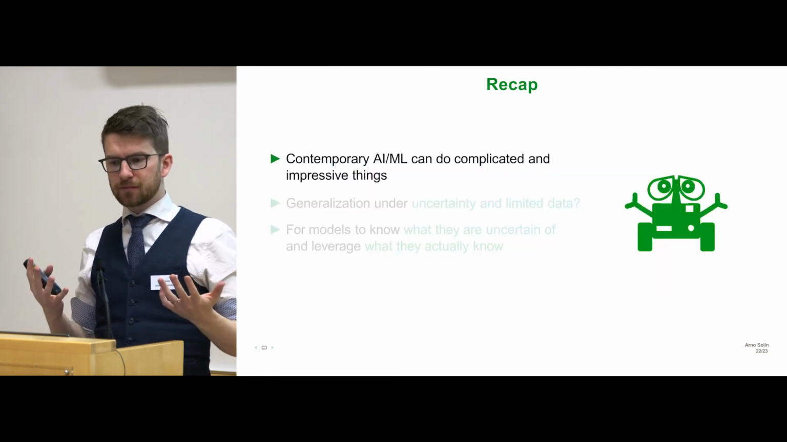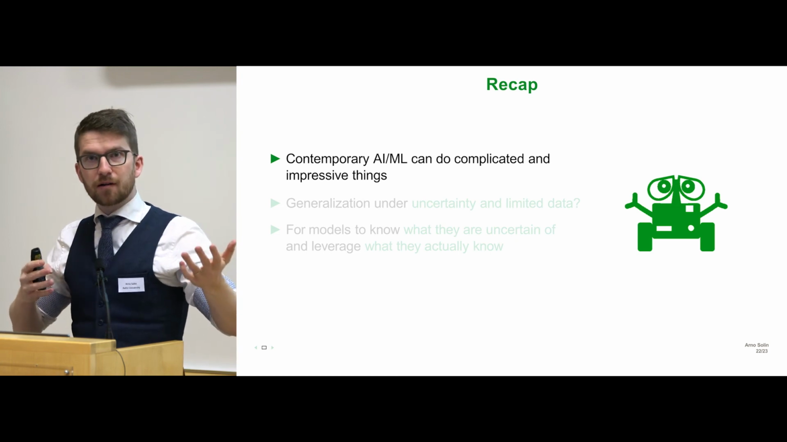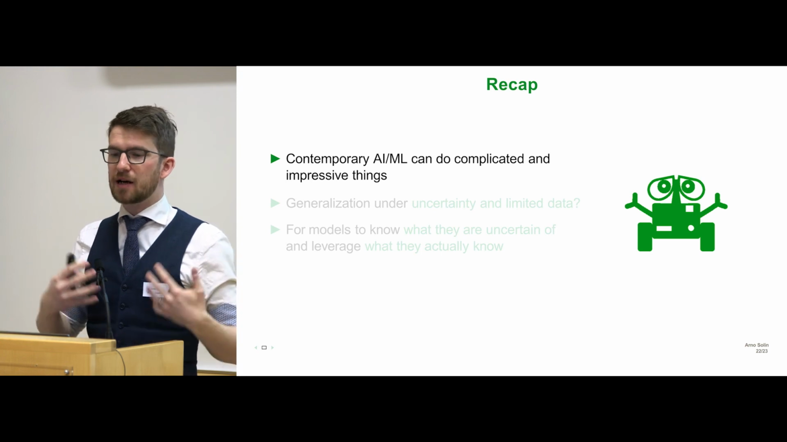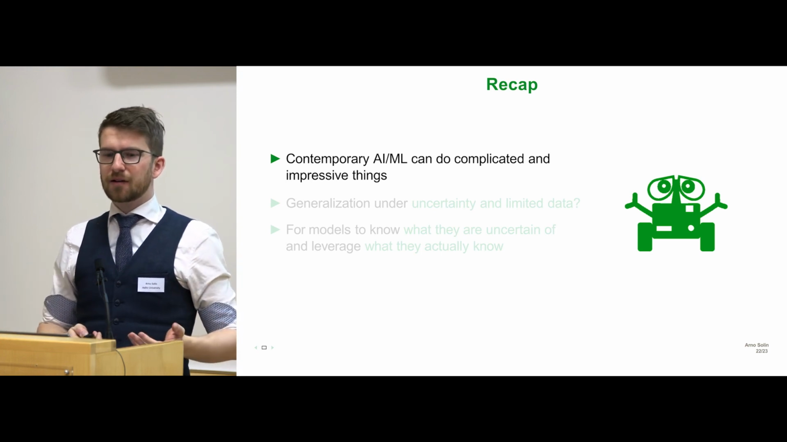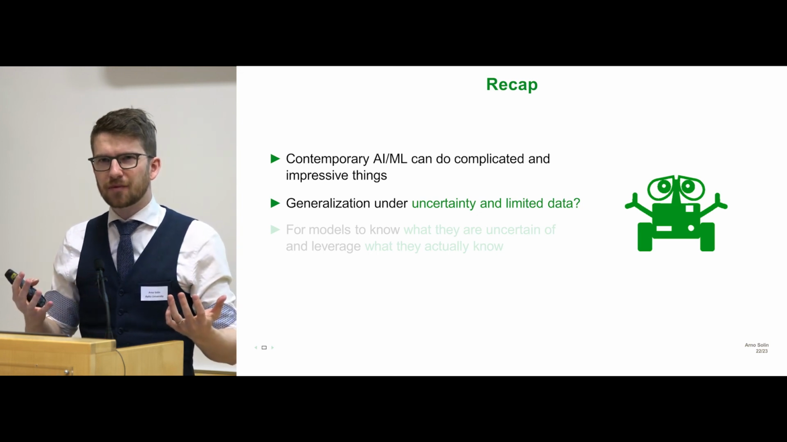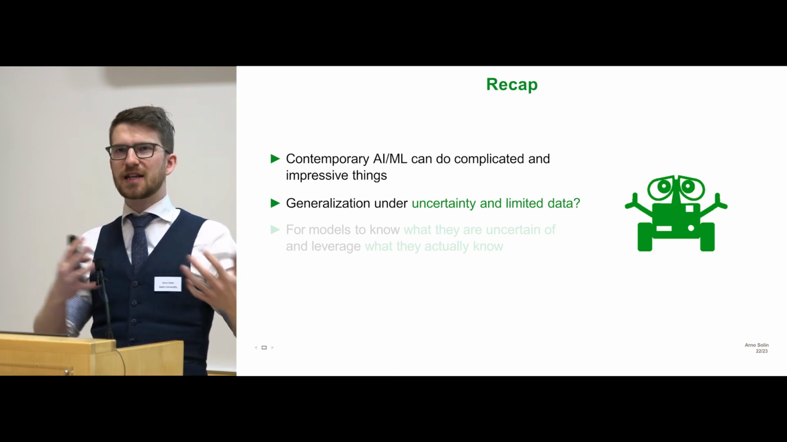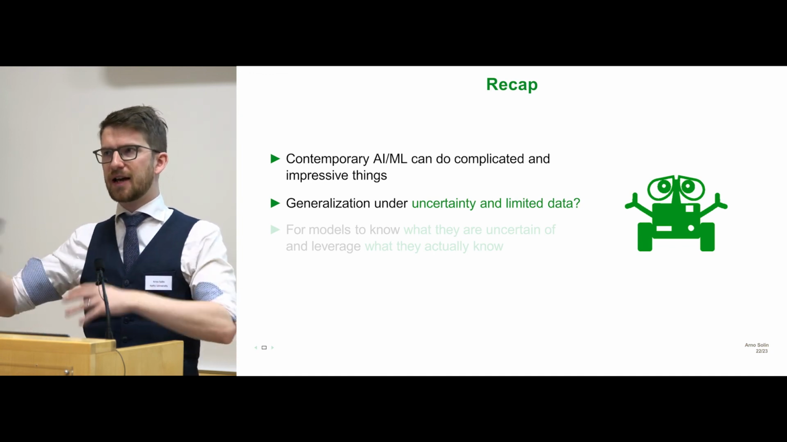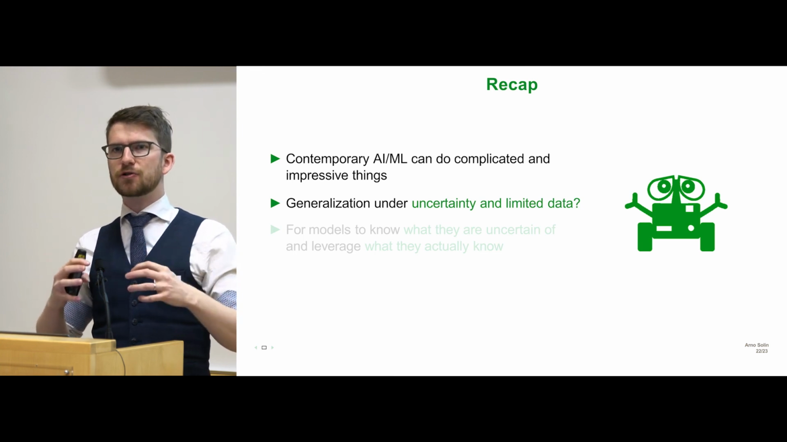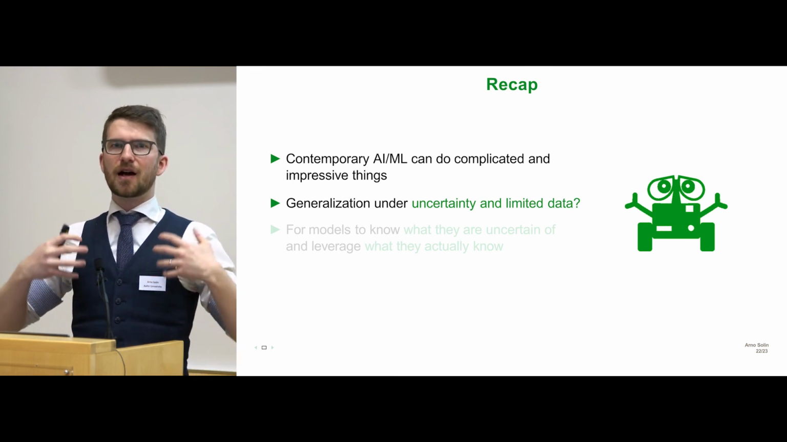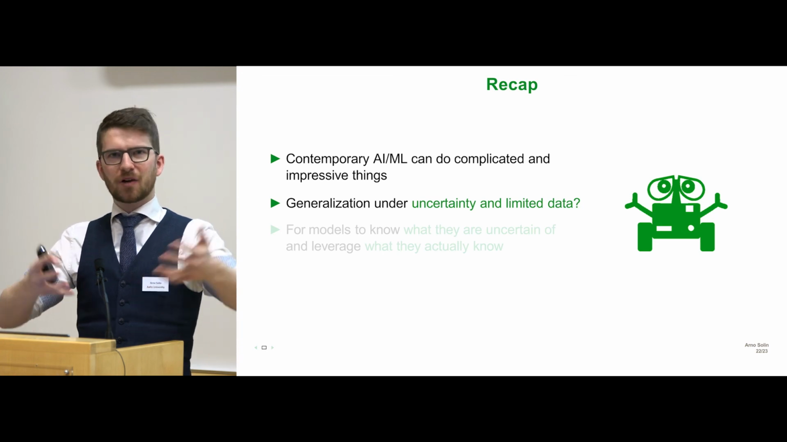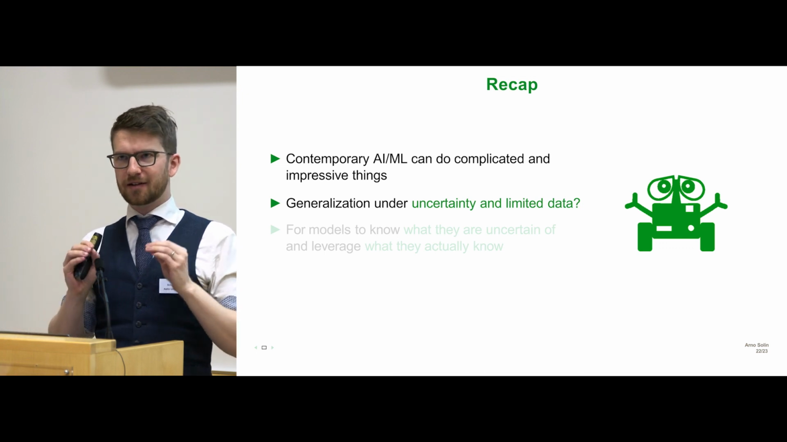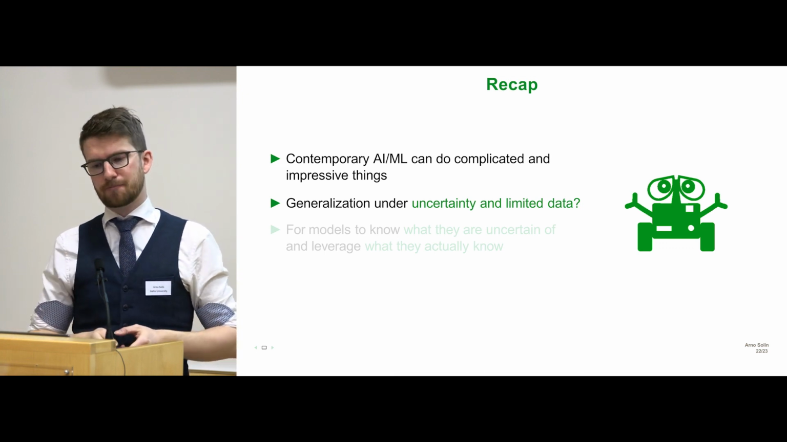So, to recap, contemporary AI and machine learning can do complicated and impressive things. But generalization, actually adapting to things that it hasn't seen, is still a bit shaky. And to make these things actually scalable and useful, to reduce the need for excessive amounts of data, because we want things to work here in the ugly real world, those are things that are being tackled right now.